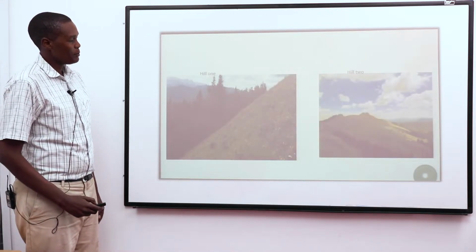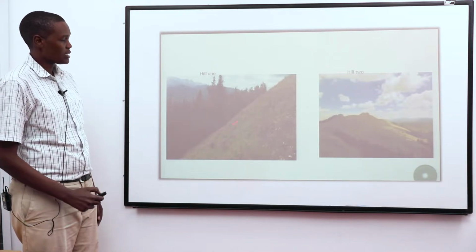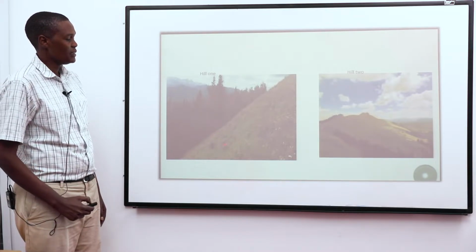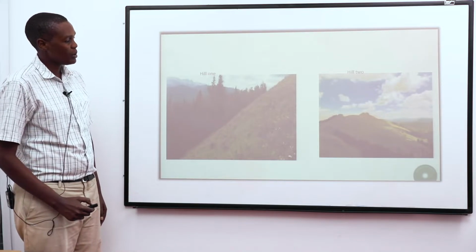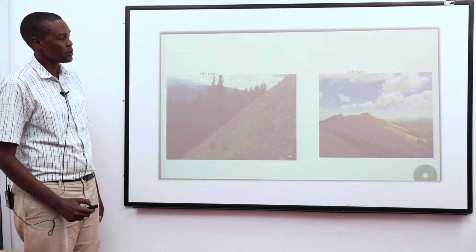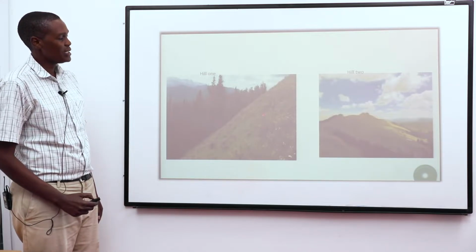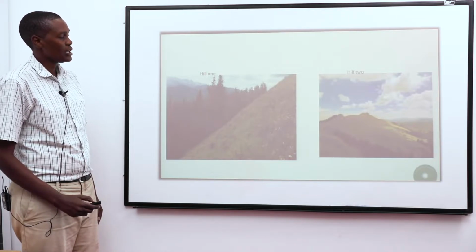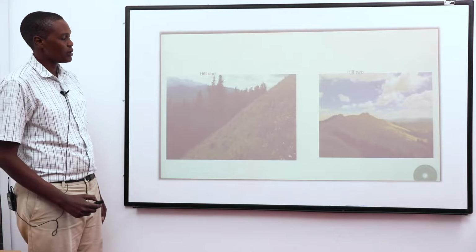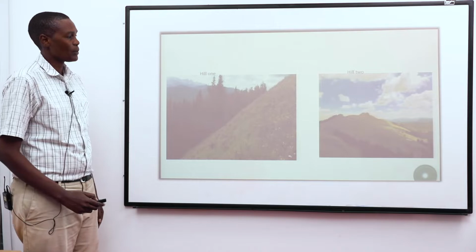We have two pictures here of two hills. This is the first hill, and we have the second hill. We can compare these two hills in terms of steepness. Definitely, if you are asked which hill is steeper than the other, you can easily identify that the first hill is steeper than the second hill. From these two hills, we are going to draw our slope concept.